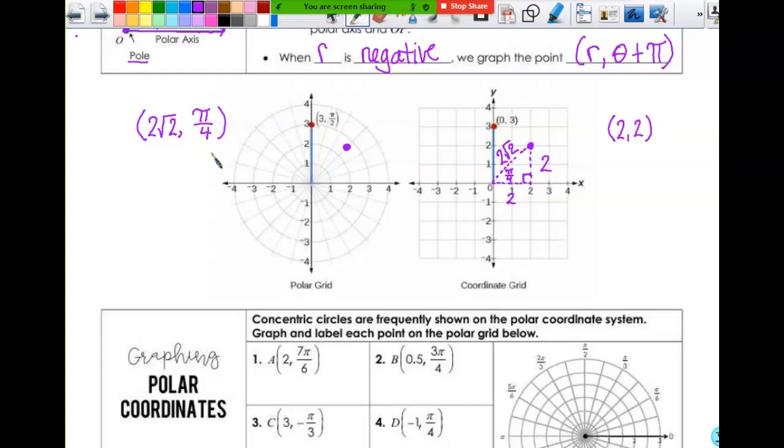Are there any questions right now? Yes, sir. Yes, because it was 45. I just put it in radians, yes. Anything else? Okay. So let's graph these.